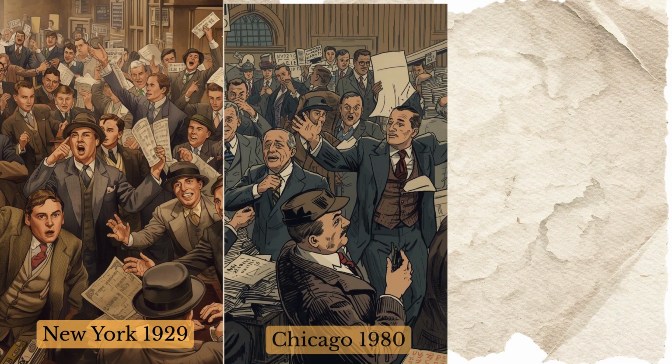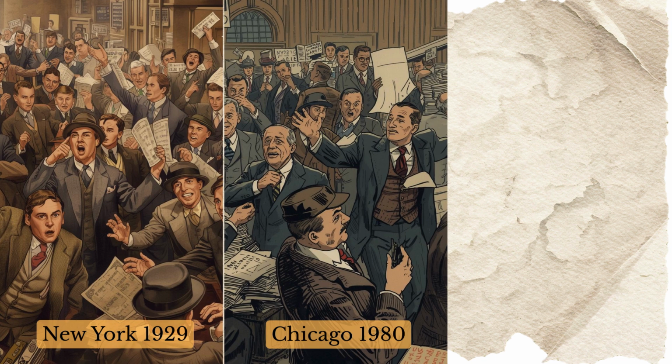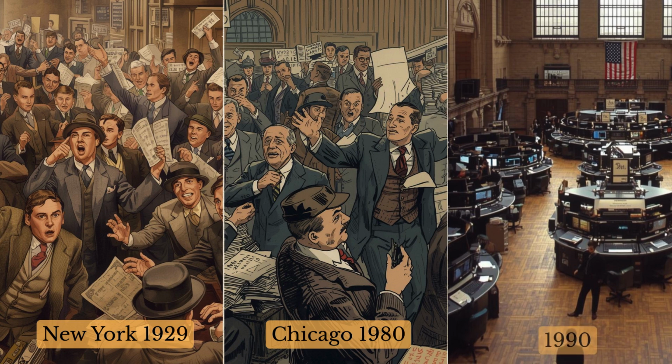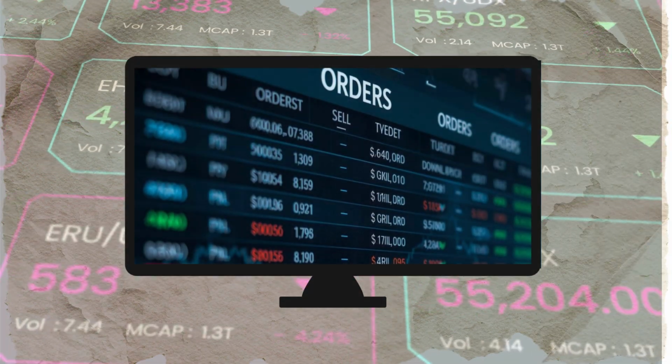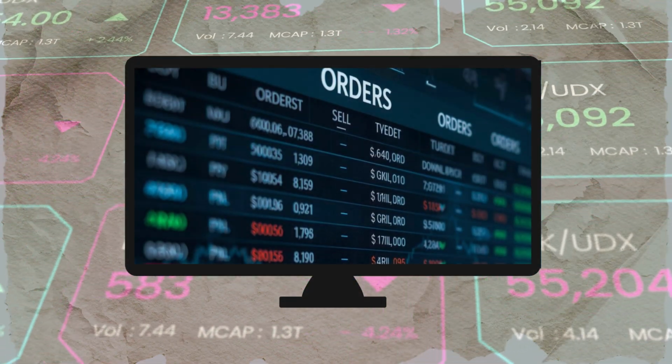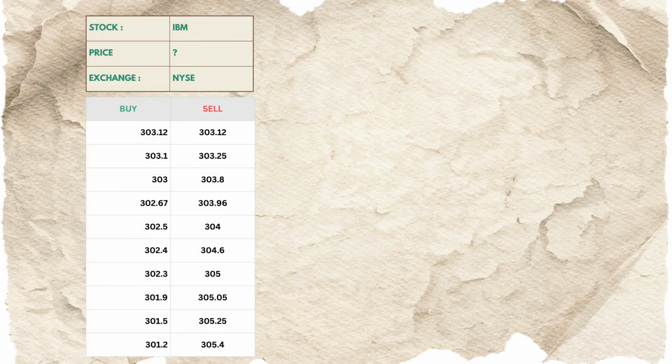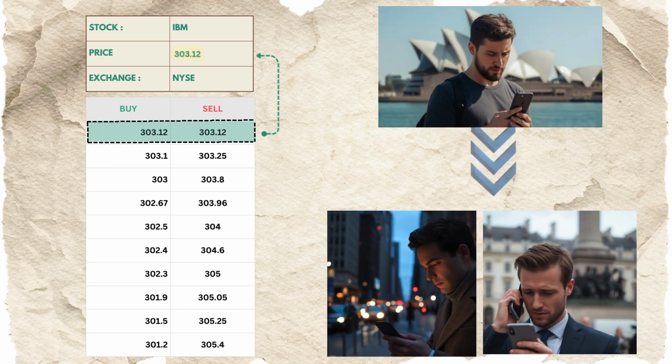Whether it was New York in 1929 or Chicago in 1980, the engine of the economy was still just guys yelling at each other in a pit. But in the 1990s, the floor went silent. The guys were replaced by the order book. Think of the order book as a giant waiting list. On the left, everyone who wants to buy. On the right, everyone who wants to sell. When the prices match, snap, the trade executes. It doesn't care who you are. It just matches an order from Sydney with an order from New York or London.